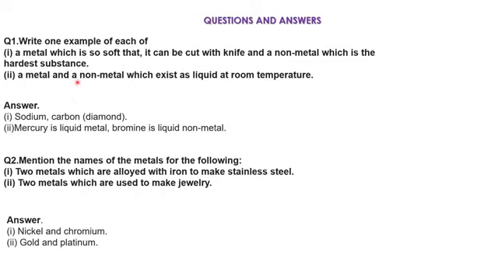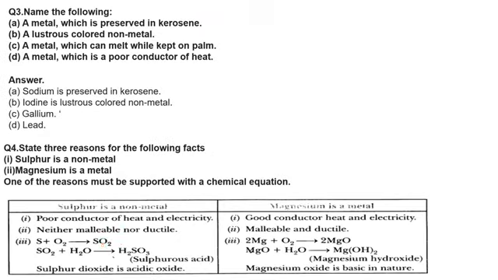A metal and a non-metal which exist as liquid at room temperature: mercury is a metal, and bromine is a non-metal. Now coming to the next question, mention the names of the metals for the following. Two metals which are alloyed with iron to make stainless steel: we know that it is nickel and chromium, right? Two metals which are used to make jewelry: gold, platinum, and you can also write silver.